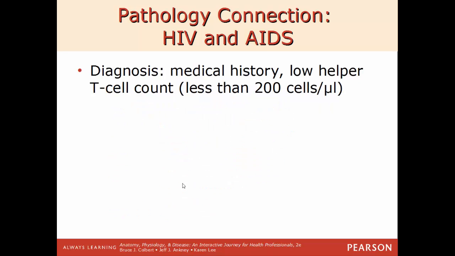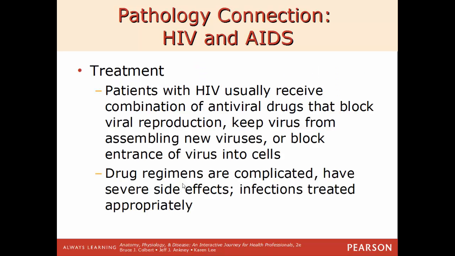Diagnosis: medical history, having a low helper T cell count, less than 200 cells per microliter. Treatment: patients with HIV will usually be given a combination of antiviral drugs that will help block viral reproduction, also will help stop the virus from assembling new viruses, or block the entrance of viruses into cells.